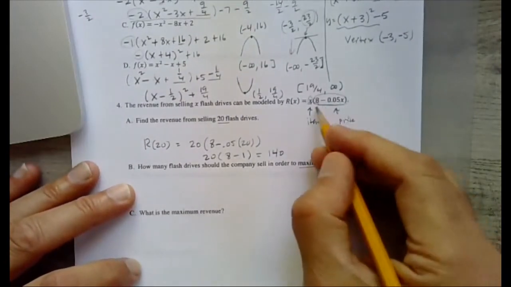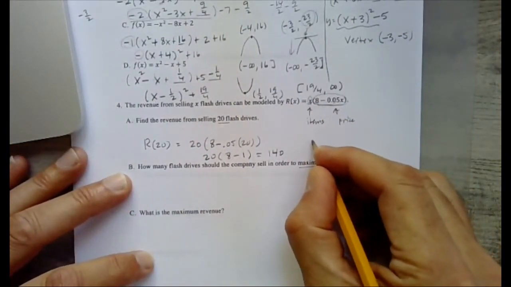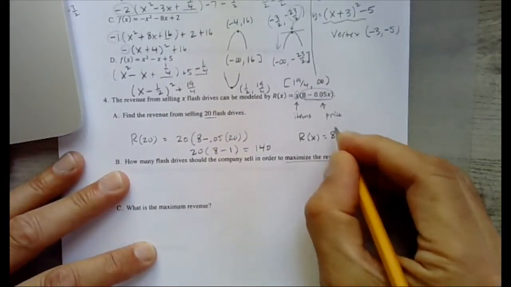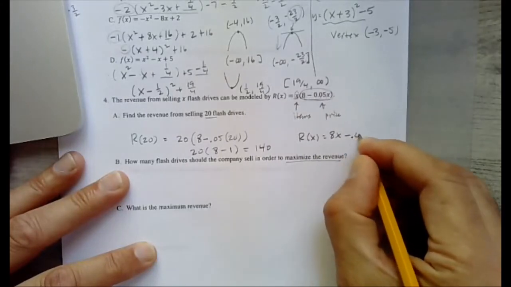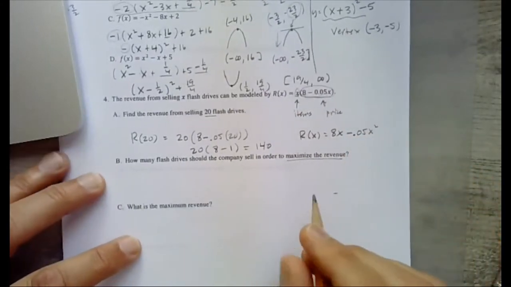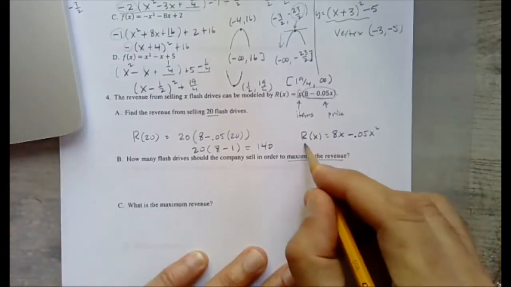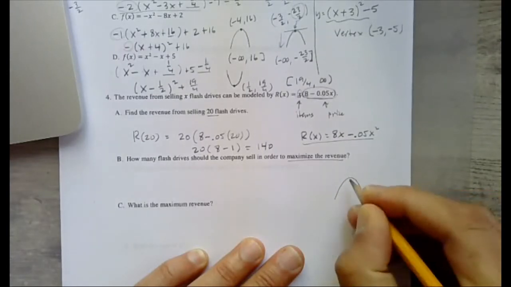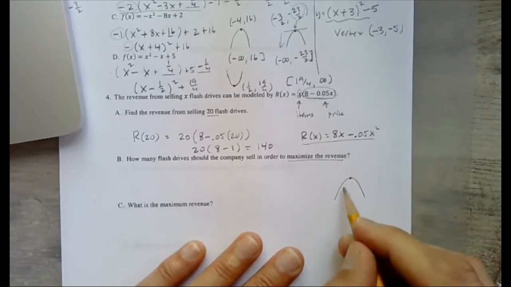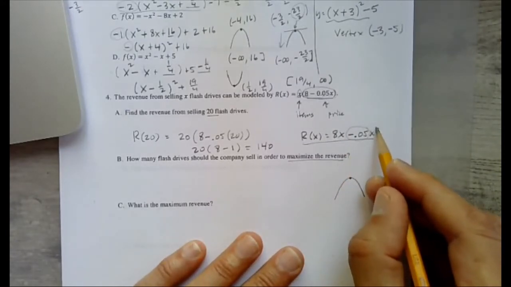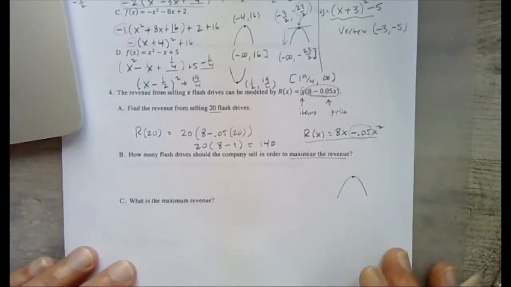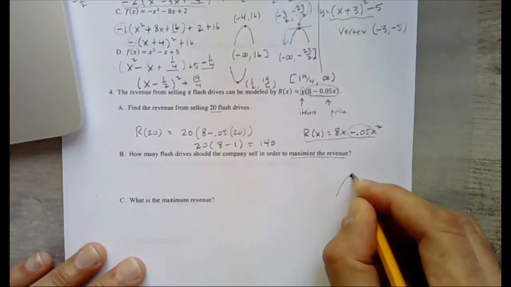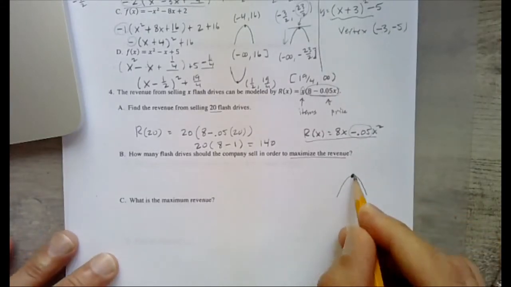If you think about what the graph of this function looks like, it is the same thing as writing R of x equals 8x, I'm just going to multiply this out, minus 0.05x squared. If I were to graph this function, it's going to look something like this. It's going to open downward because the leading coefficient, the coefficient attached to the x squared, is negative. So to find the number of flash drives, all I have to do is find the x coordinate of this point.